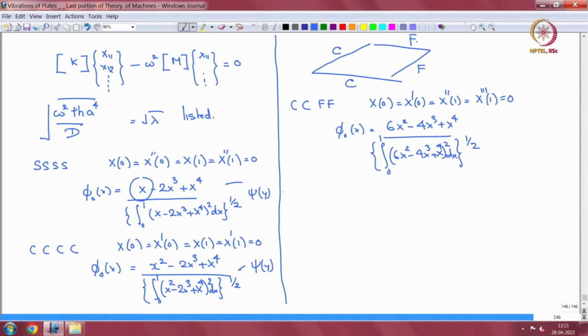Then you can proceed and look at the square root lambda values. It's a very nice paper and work. So I will close the lecture here for today. We'll continue in the next class. Thanks.